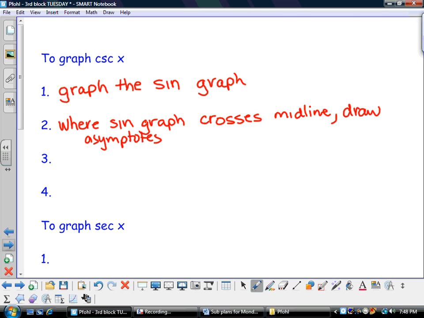Notice I didn't say where the sine graph crosses 0, because if there's a vertical shift to this graph, the midline isn't going to be 0 anymore. It's where the sine graph crosses its middle that we want to put our asymptotes.